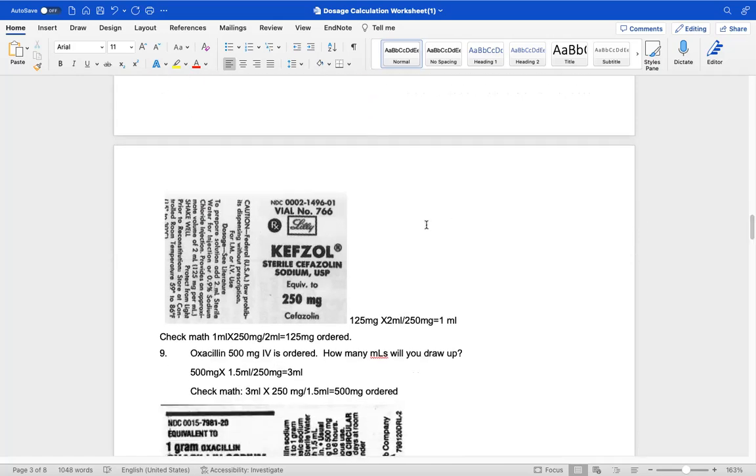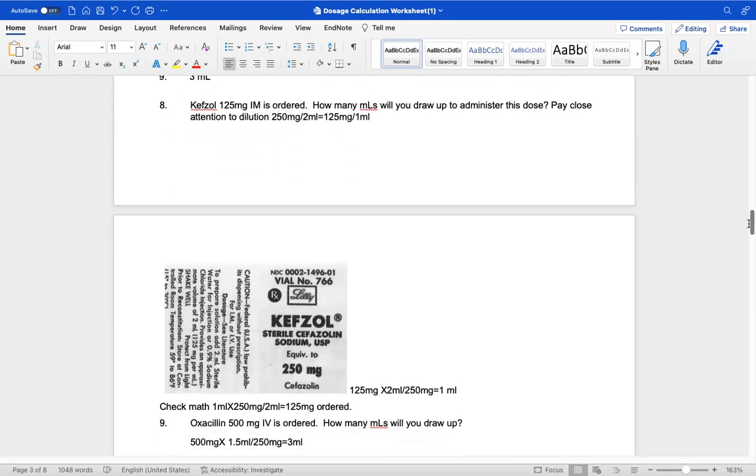Now, we are going to plug this in to make sure that everything matches up. So we've got ordered is 125. So we put the 125 milligram order up front. We are going to multiply that by 2 mLs over 250 milligrams. So when we figure that out, that gives us 1 mL. So in order to check our math, we're going to put 1 mL times what we have on hand, that 250 milligrams per 2 mLs. That gives us that 125 milligram order, which confirms that this 1 mL that we selected is the correct answer.